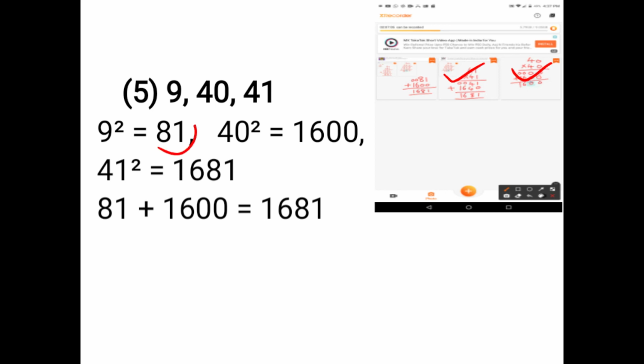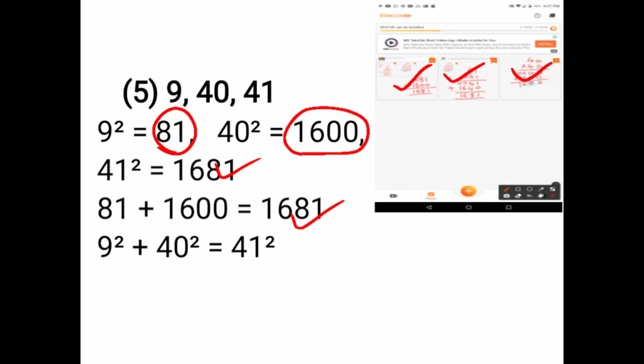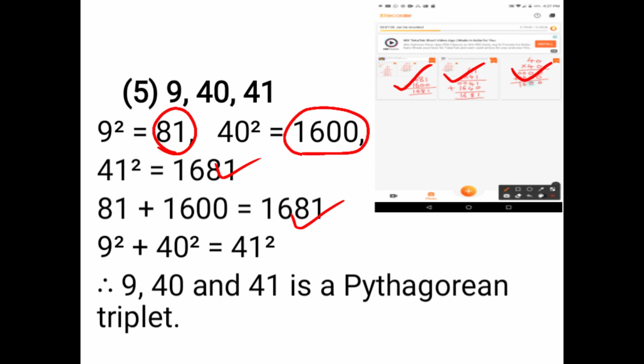So, the squares of the numbers which you multiplied here, add them. 81 plus 1600, here I added. Answer is coming 1681. Now, the sum of the squares of the two smaller numbers is equal to the square of the bigger number. Therefore, the given numbers are a Pythagorean triplet. Okay. 9 square plus 40 square is equal to 41 square. Therefore, 9, 40 and 41 is a Pythagorean triplet.